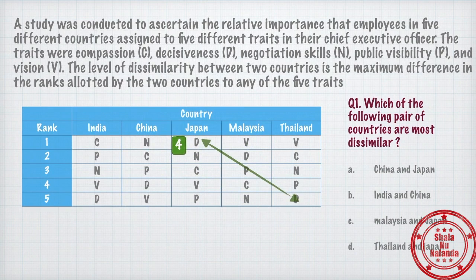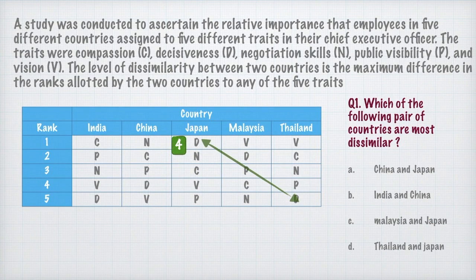Okay, so question number 1. Which of the following pair of countries are most dissimilar? Before trying out the options, I see that between Japan and Thailand, the trait D has been given rank 1 by Japan and rank 5 by Thailand. So the dissimilarity level between Japan and Thailand is 4, which I also know is the maximum level of dissimilarity, right? So therefore my answer would be Thailand and Japan.